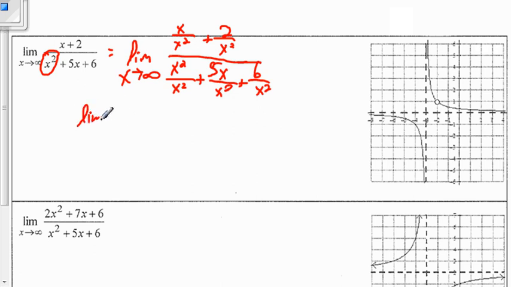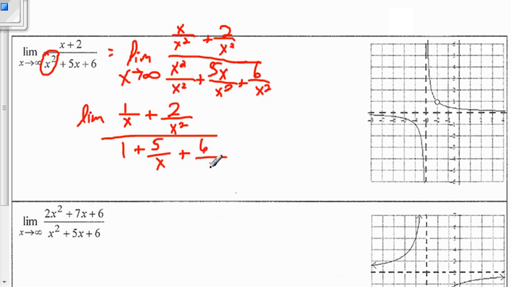So we get the limit. x over x squared is 1 over x, plus 2 over x squared, all over x squared over x squared, which is going to be 1, plus 5 over x plus 6 over x squared. And this was all the limit of that function as x approaches positive infinity.